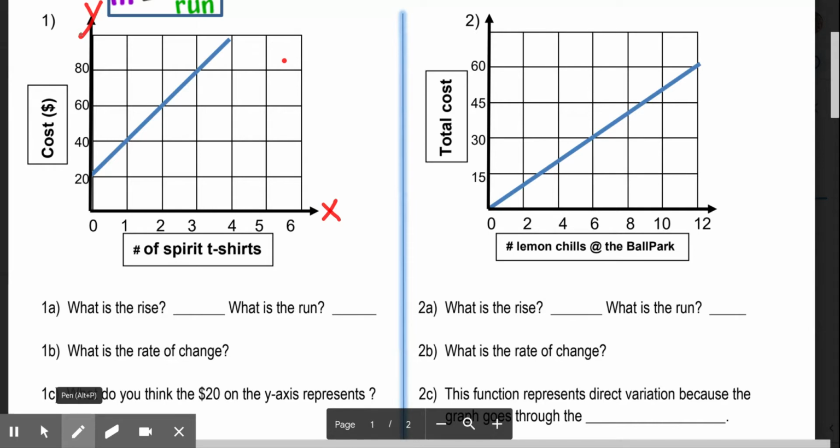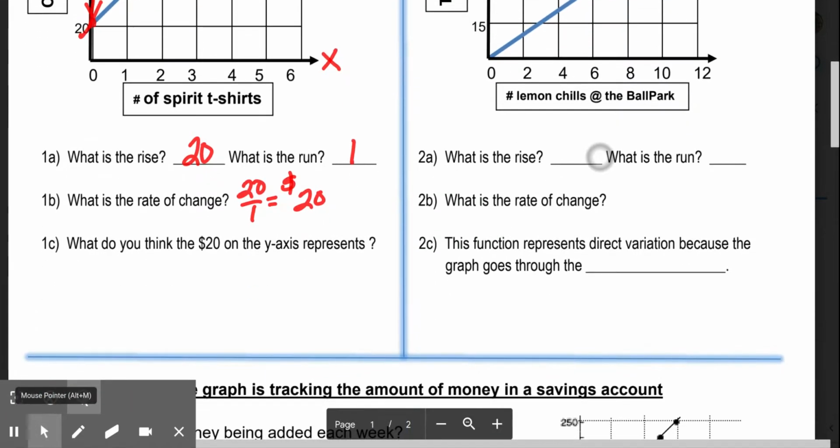So the first thing we're going to do to find the rate of change is it says, what is the rise? So we're going to start at 20 and we're going to rise up to 40. So that gives us 20 as our rise. And then we're going to go over 1 unit, and these go by 1, so that'll be 1. So the rate of change, 20 divided by 1. So the rate of change means how much it is per 1 unit. So this is going to cost $20 per 1 t-shirt.